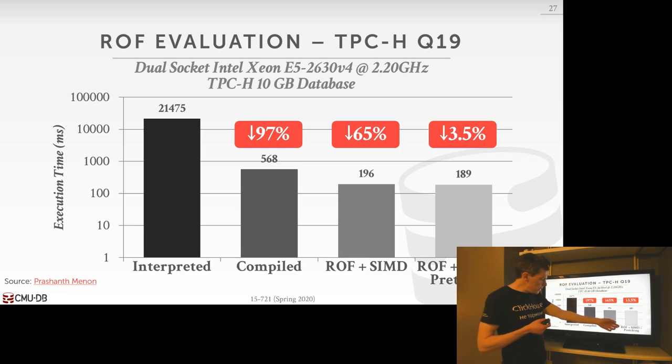But now, within the compilation engine, we can see as we add these new techniques together how much better you're getting. For Q19, this is just one query. When you add in the ROF with the SIMD, so the stage buffers and using vectorized execution for some stages, you can reduce runtime by 65%. And then when you add in the software prefetching, this can reduce it further by 3.5%. So 3.5% compared to a 65% drop or a 97% drop doesn't sound that significant, but at this low level of such a short query execution time, you're just shaving off milliseconds, you're shaving off cycles. There isn't that much more room to strip the query execution down further and get better performance.